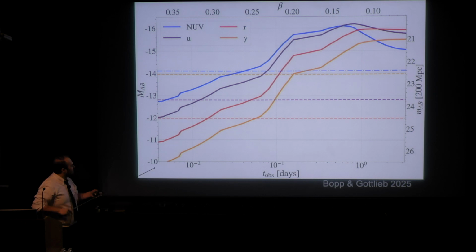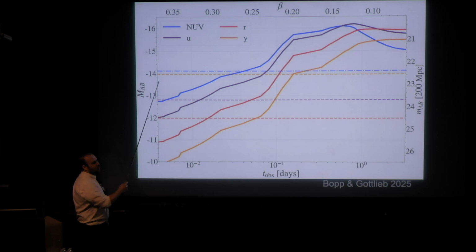And for reference, the sun would be about -5. So this is huge orders of magnitude brighter than what the sun would be.